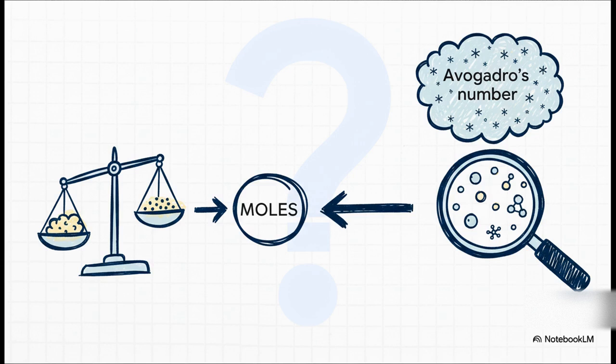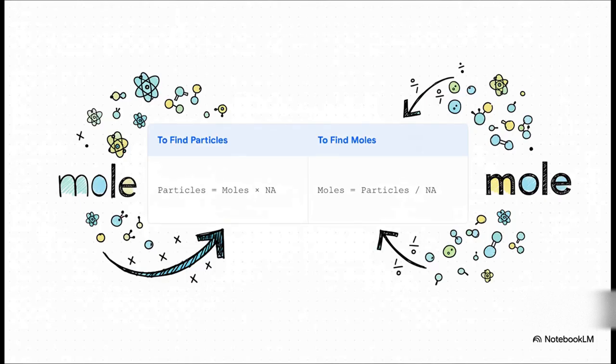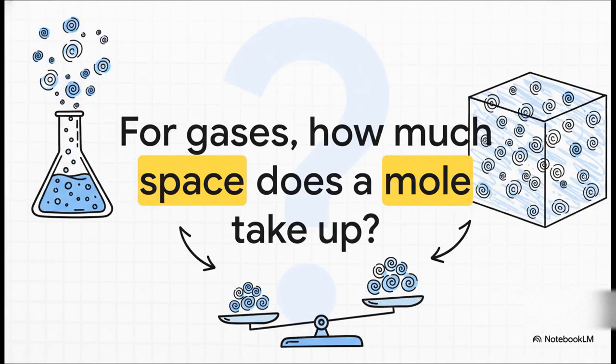How do we get from our central hub, the mole, back to the actual individual count of all those tiny particles? This is where our old friend Avogadro's number comes back into play. And you know what? This one is super straightforward. It's a simple two-way street. If you have the moles and you want to find the number of particles, you just multiply by Avogadro's number. And if you have the number of particles and want to find the moles, you just divide. That's it.